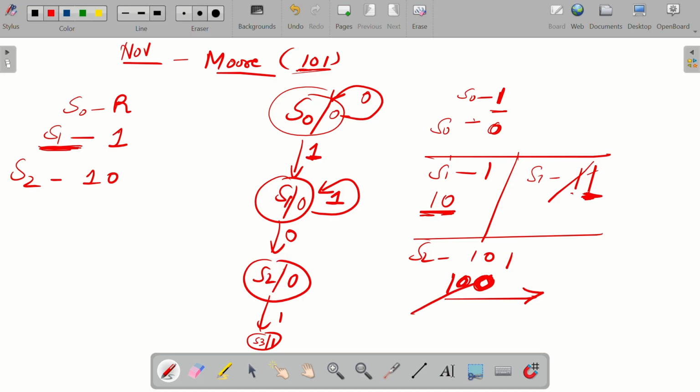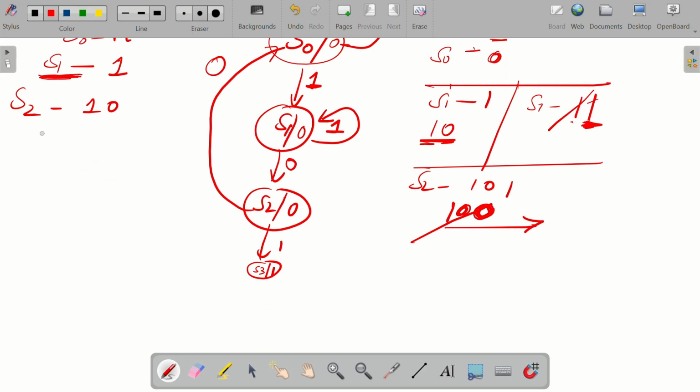So what will you do? You will discard this entire thing. You will move to the reset state. If you get a 0 from your S2 state, you will move to the reset state. You will restart detecting the sequence and you will wait for your valid 1 to come so that you can proceed with the sequence detection.